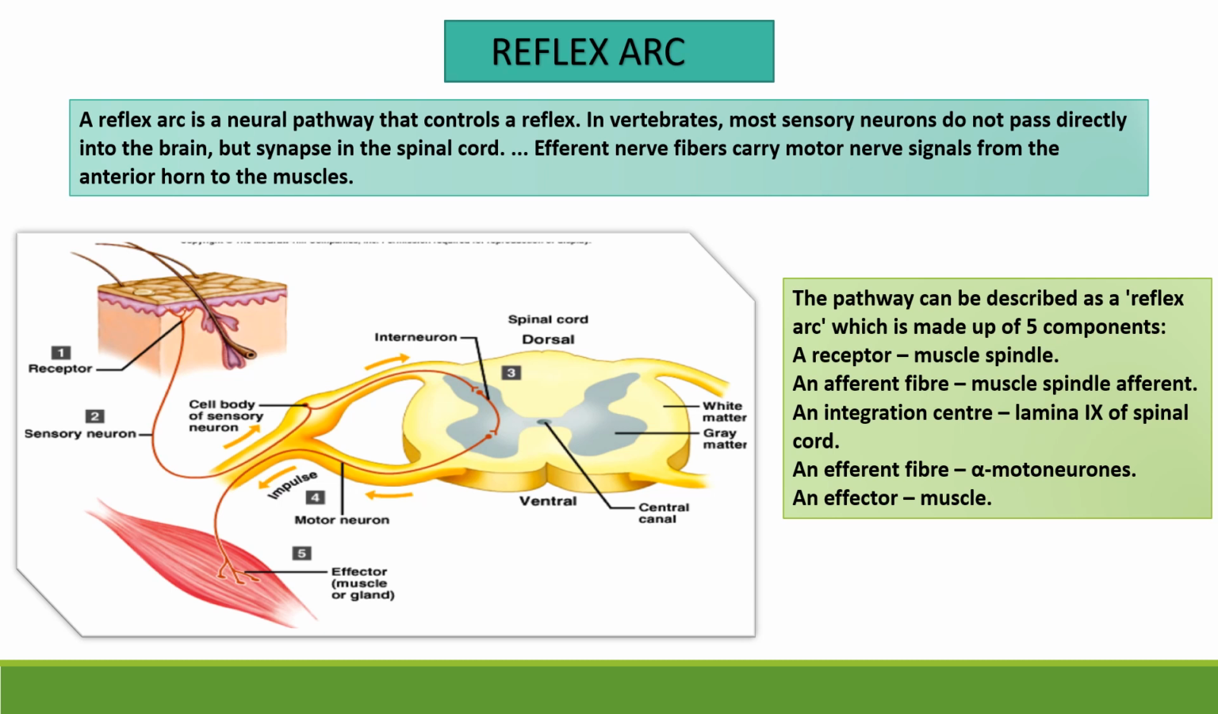So this is the afferent neuron or sensory neuron, that means the afferent fiber, and that is the efferent fiber or alpha motor neuron, through which the response is passing. The excitement goes in, and through the interneuron it is converted into a response, and that response passes through the efferent fiber. And the last one, an effector, that is the muscle. So this is the actual pathway of the reflex arc.